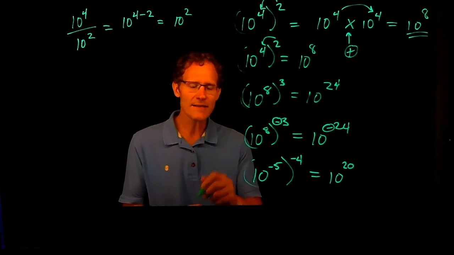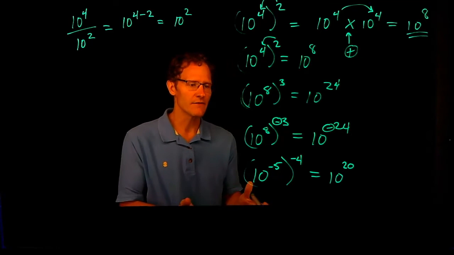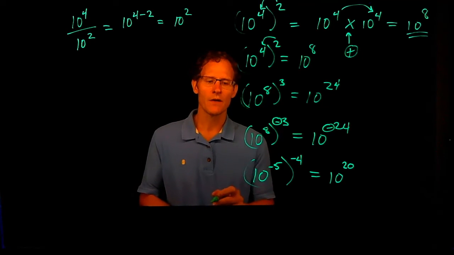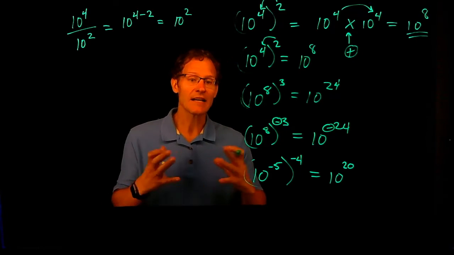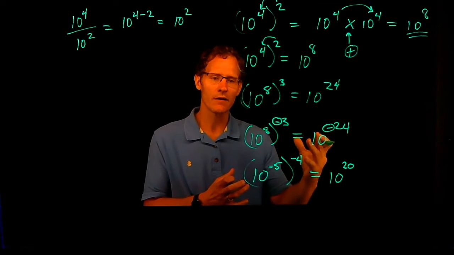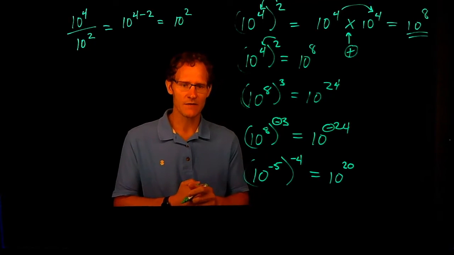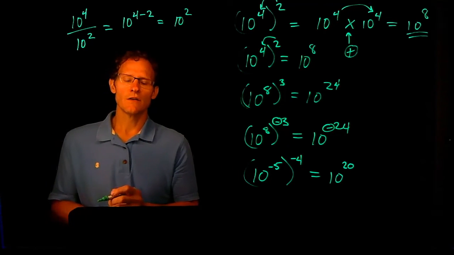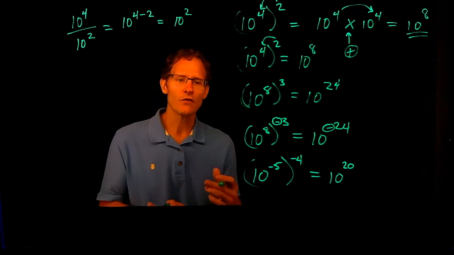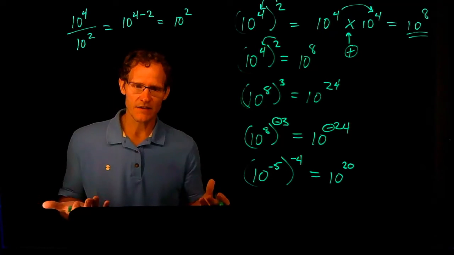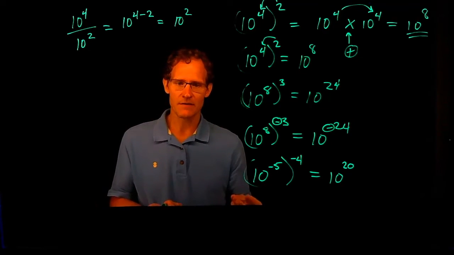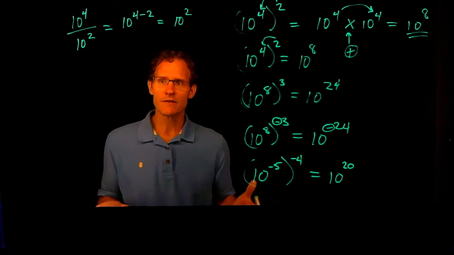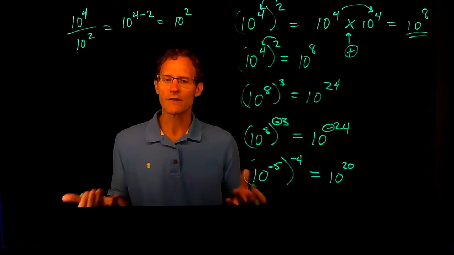So no matter what sign you have, positive, negative, it doesn't matter. The approach is always the same. If you are taking an exponent to a power, you multiply the exponents. Okay? If you are dividing, you subtract. If you are multiplying powers of 10, you add the exponents. Okay, so that's really all you need to know about exponents and powers of 10.